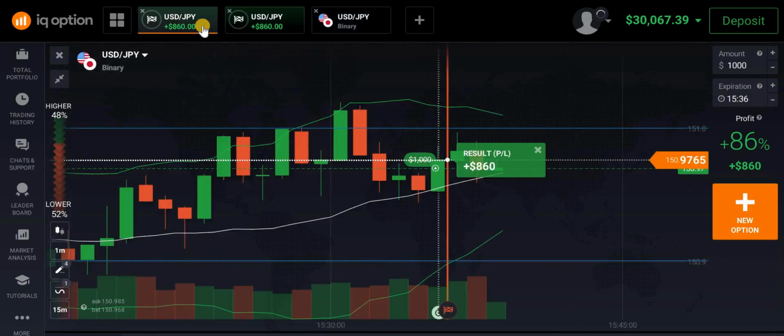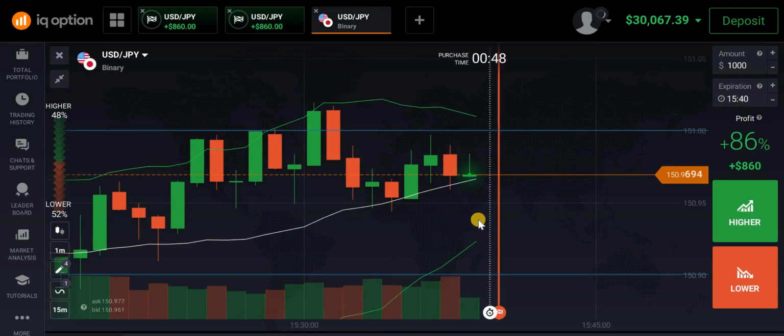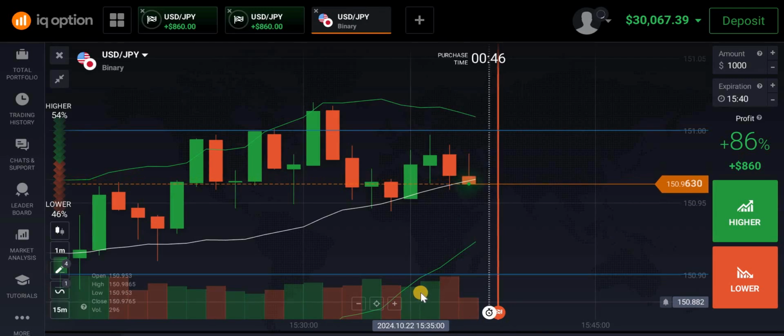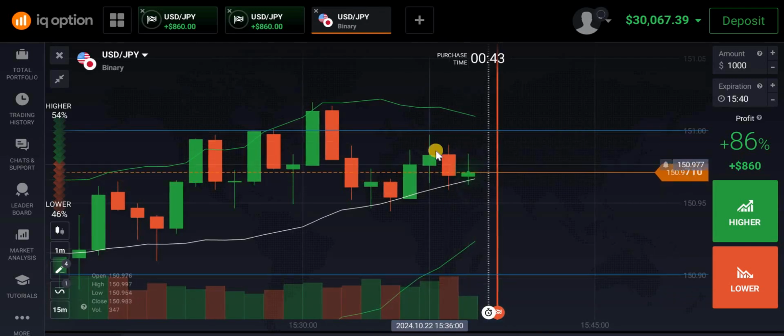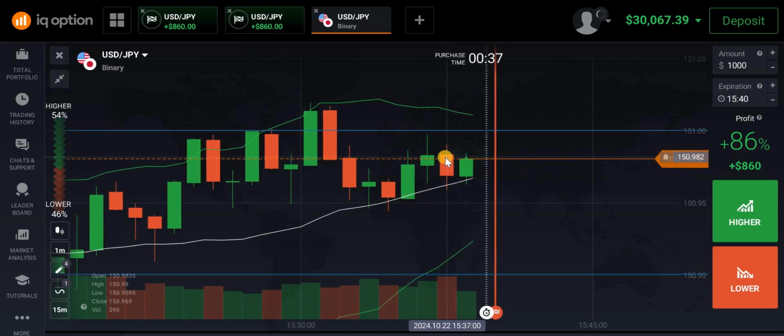So this is one. For this one I entered late, and this one again is a very good trade. So let's go for our last trade. Now for the last trade, you can see after this anomaly we got this huge engulfing candle, and this engulfing candle is a confirmation for a downtrend, but we cannot do a downtrend.